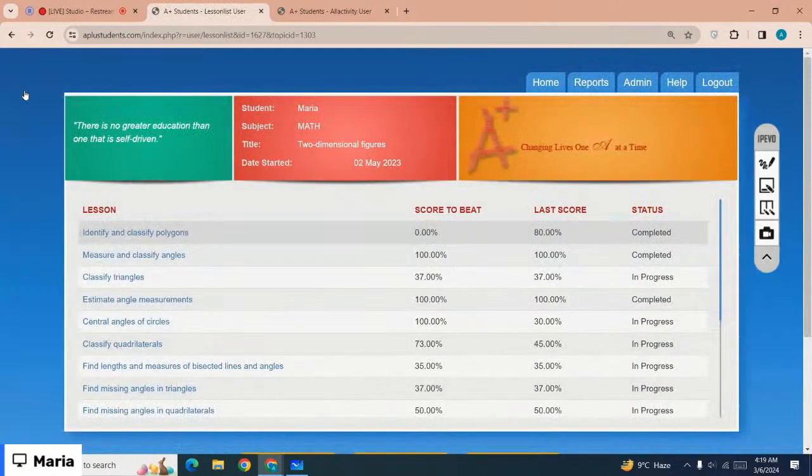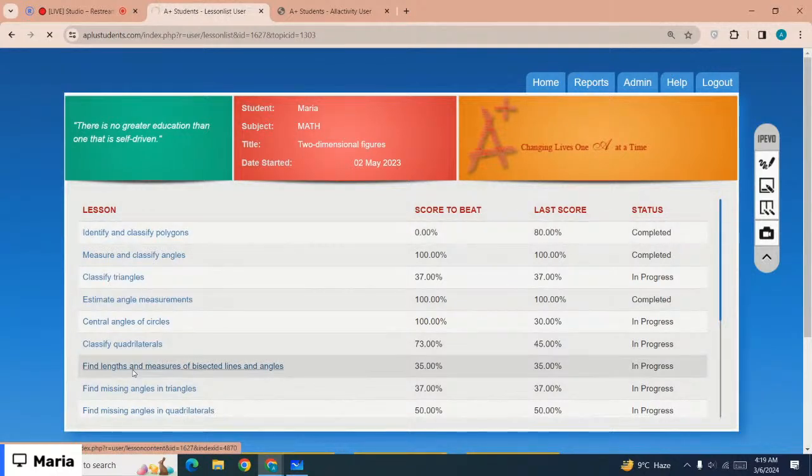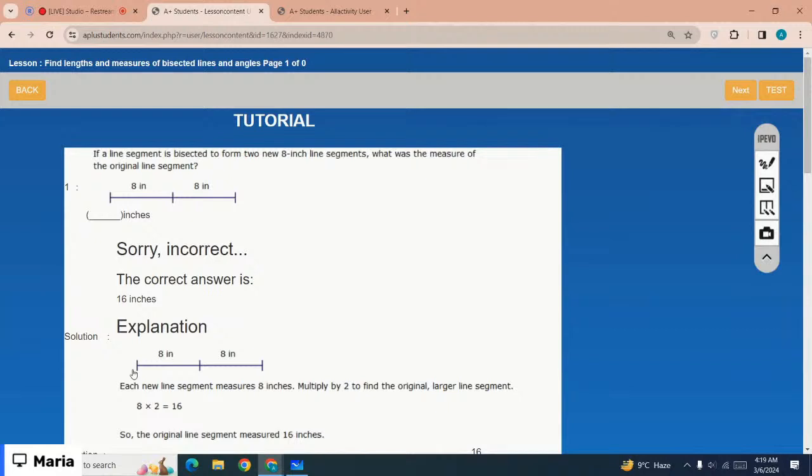The next lesson is find length and measure of the bisected lines and angles. Okay, let's start with the first example. If a line segment is bisected, it means you divided the line into two parts, right? Bi means two. If a line segment is bisected to form two new 8-inch line segments, what is the measure of the original line segment? You have a big line, you divided the line into two portions, and the two line segments are 8 inches. You have to find the measurement of the line.